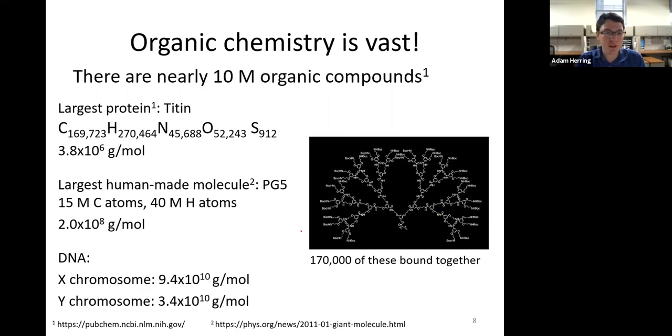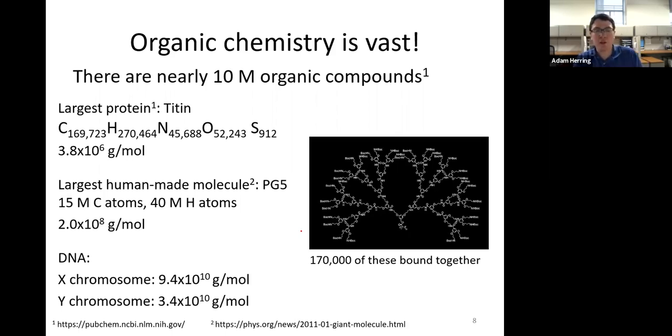But that pales in comparison to our DNA. Our DNA consists of organic molecules that are over 100 times more massive than PG5. And so we can see, looking at the difference, titin, which is the largest protein, 3 times 10 to the 6 grams per mole. The largest human-made molecule is 100 times heavier than that, and our DNA is even 100 times heavier than that. So we're looking at billions of grams per mole, millions and millions of atoms, all combined within these different molecules, or in the case of DNA, our chromosomes.